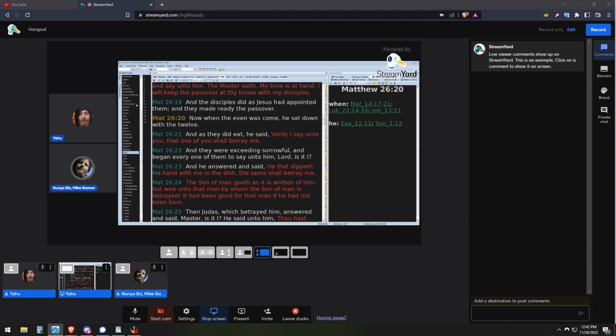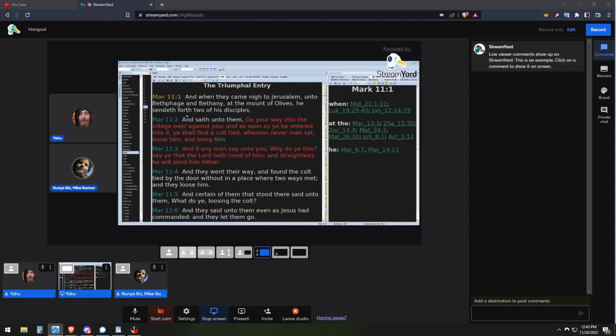I'll go ahead and read. And when they came nigh to Jerusalem, unto Bethphage and Bethany, at the Mount of Olives, he sendeth forth two of his disciples, and saith unto them, Go your way into the village over against you, and as soon as ye be entered into it, ye shall find a colt tied, wherein never man sat. Loose him, and bring him. And if any man say unto you, Why do ye this? Say ye that the Lord hath need of him, and straightway he will send him hither.